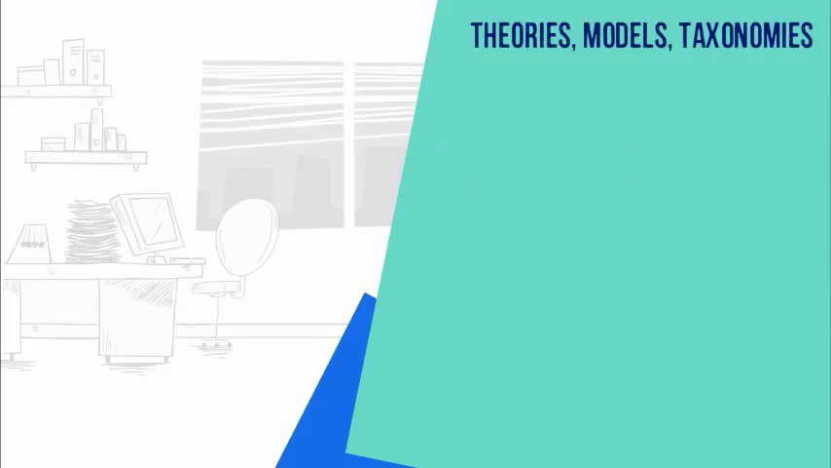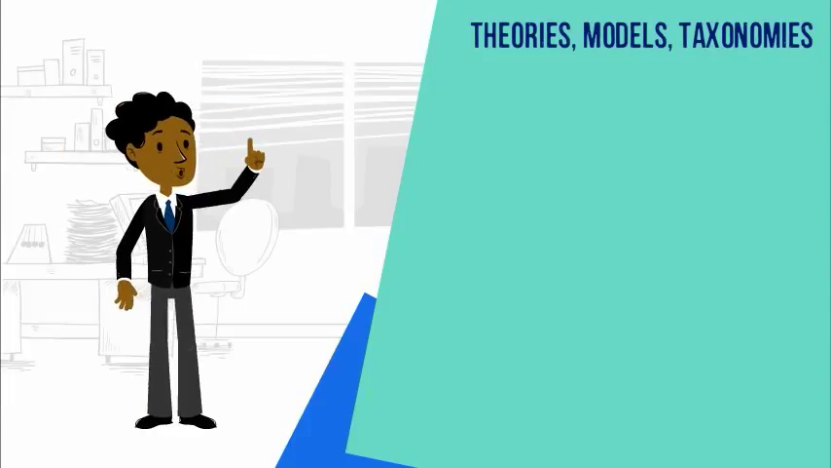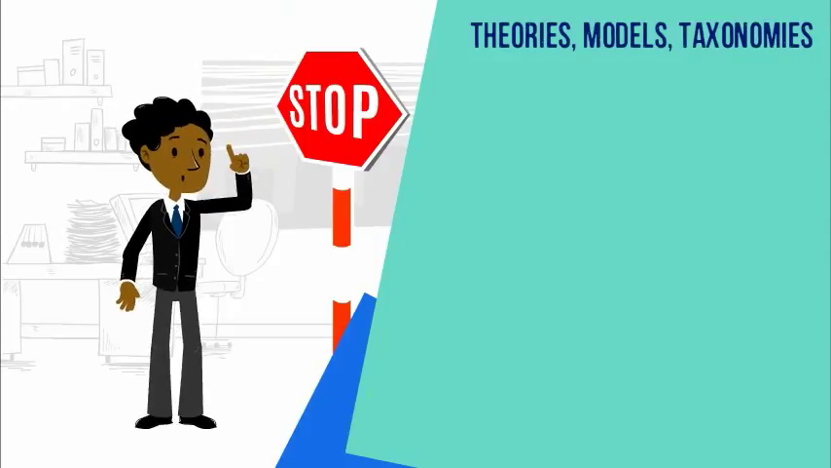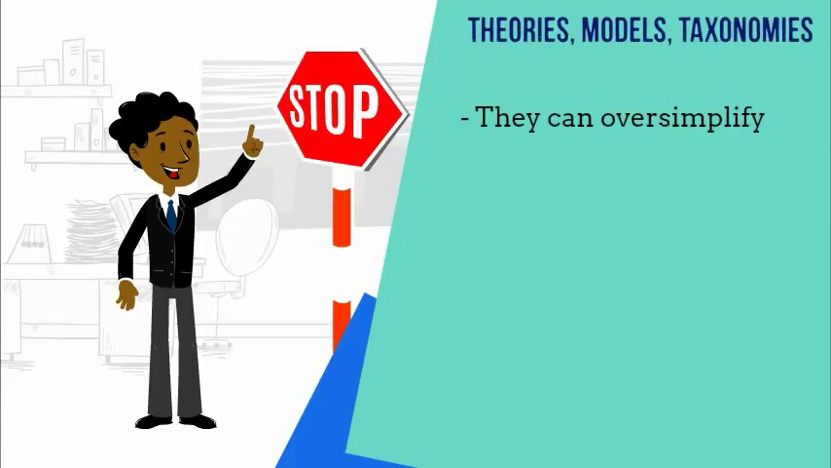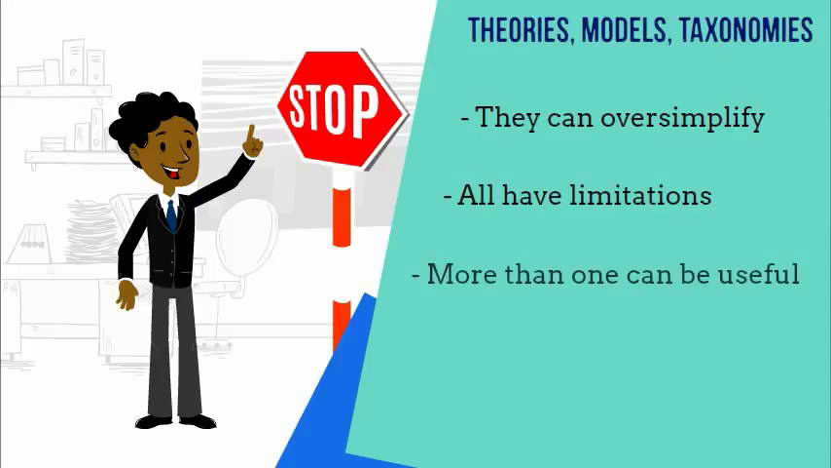As we work through this course, we will use theories, models, and taxonomies to provide an orderly framework for analysis. A few cautions are in order, however. Remember that they can oversimplify, especially when dealing with many variables. They all have limitations. More than one can be useful. And lastly, these can be refined with more data.